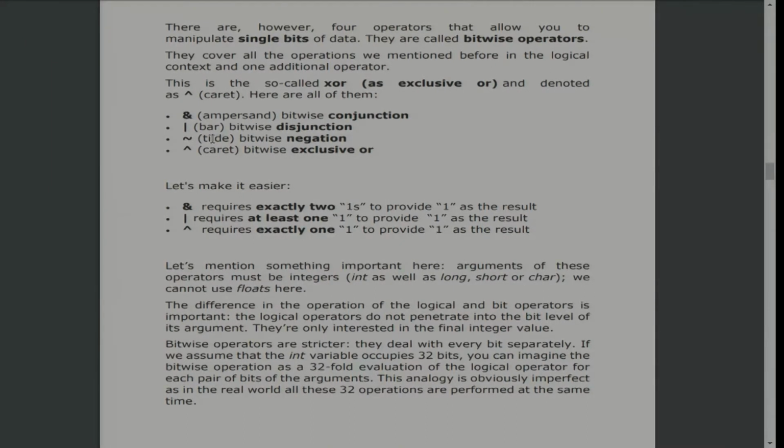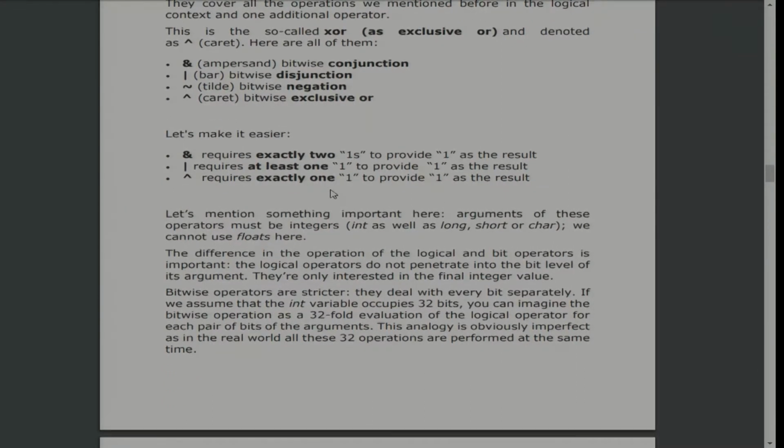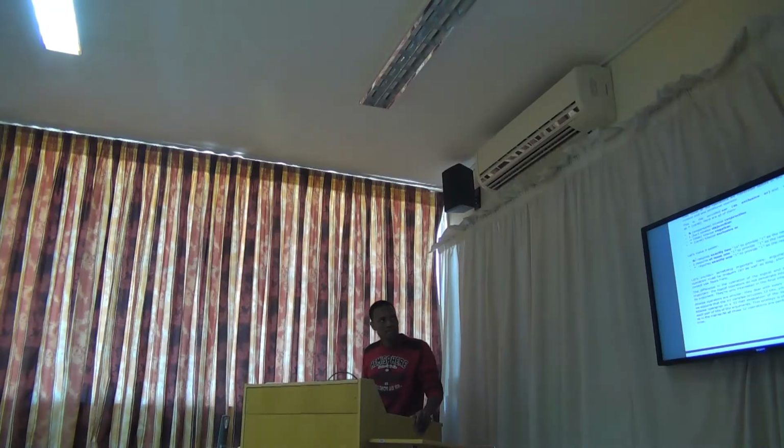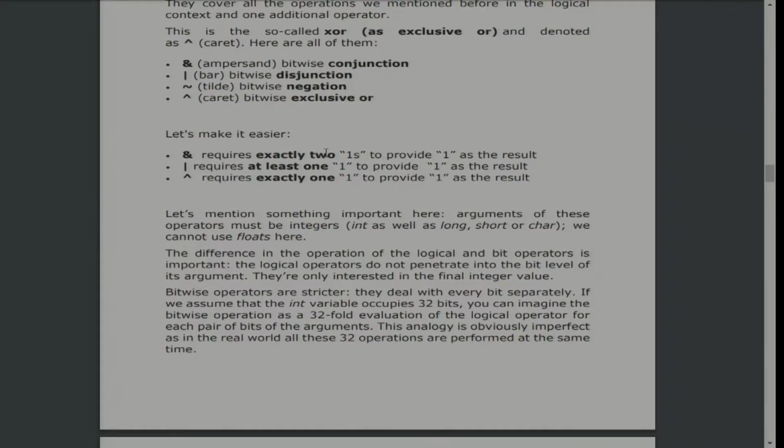The negation operator is not an exclamation mark anymore, but the tilde. Then the exclusive OR operator, which is that sign. The bitwise conjunction operator needs exactly 2 ones to provide an answer of 1, a true. And the bitwise disjunction operator needs at least 1 true condition to give us a true. And the exclusive OR operator needs exactly one true condition to give us a result of true, or 1.